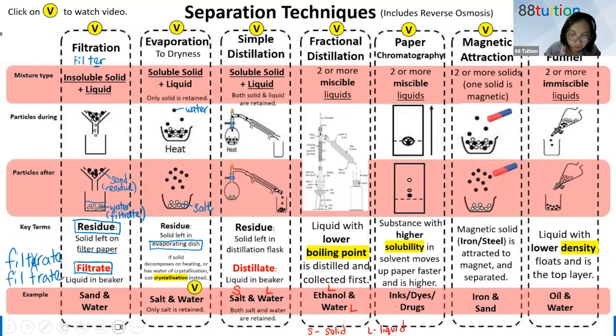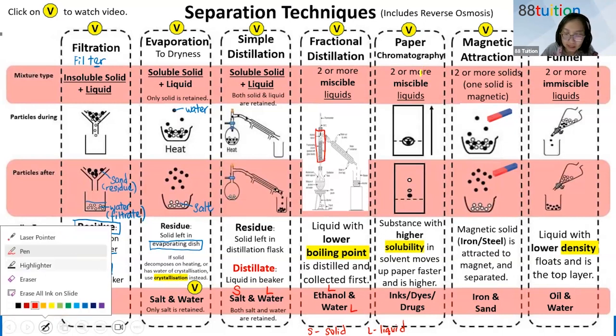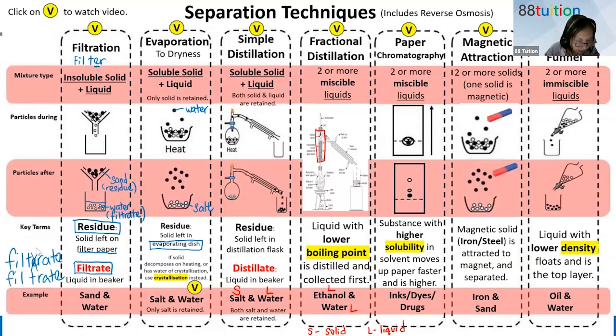Right? So fractional distillation is when you have an extra thing. This is the extra thing. Okay. Then paper chromatography is when you have two liquids mixed together, but usually in a small amount. Whatever can dissolve faster will be on top. So this one dissolves better in the solvent. Whatever material can dissolve better will go all the way up.